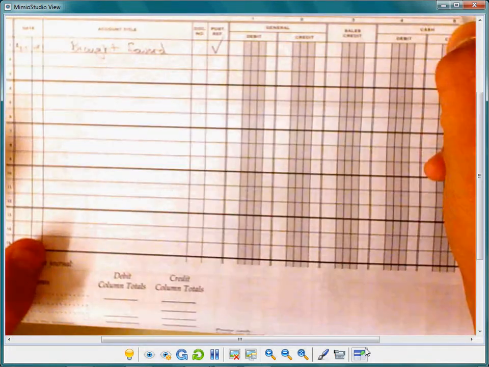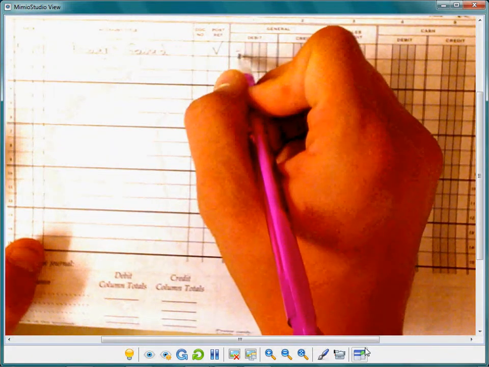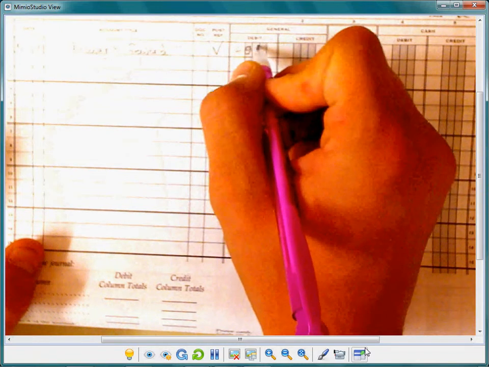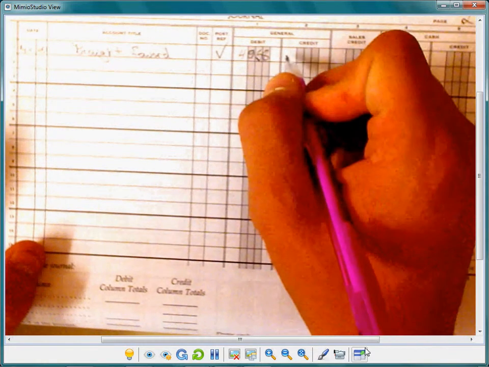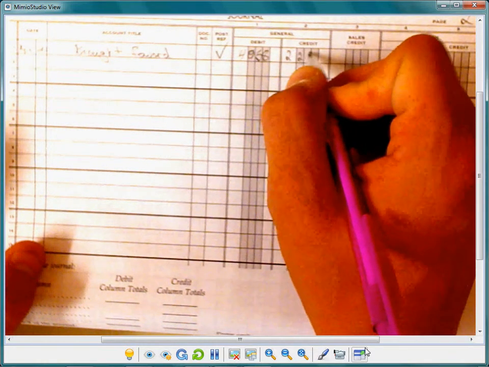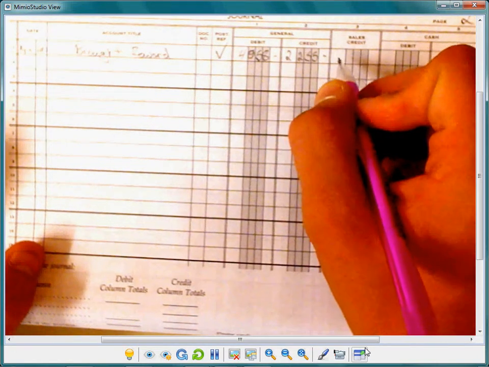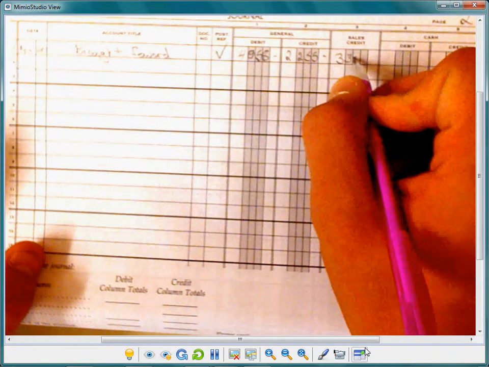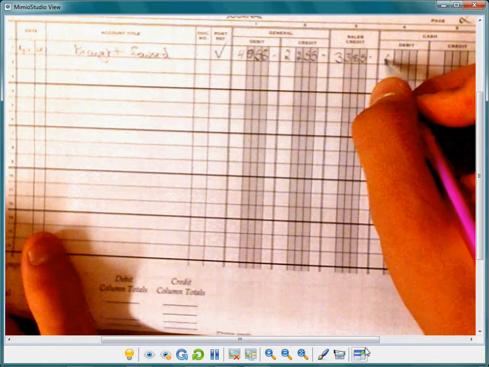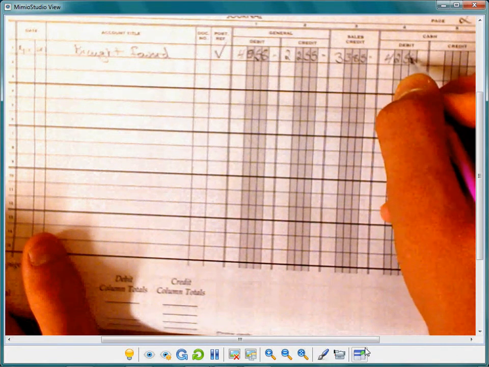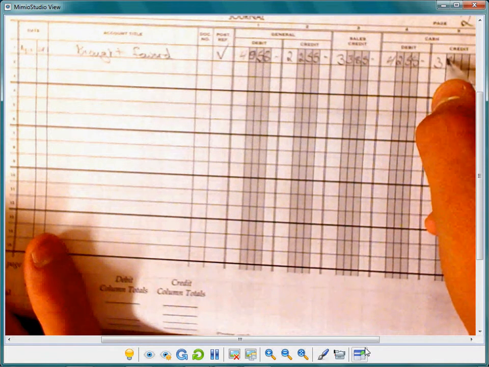And then we're just going to bring our totals over. Our general debit is $4,958. Our general credit, $2,255. Sales credit, $3,385. Cash debit, $4,255. And cash credit was $3,573.